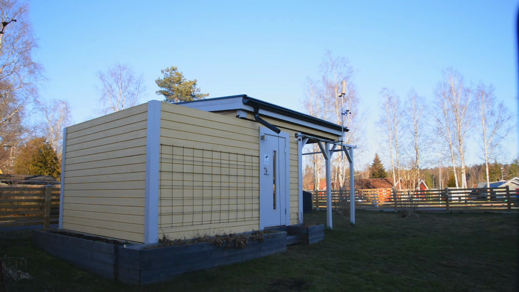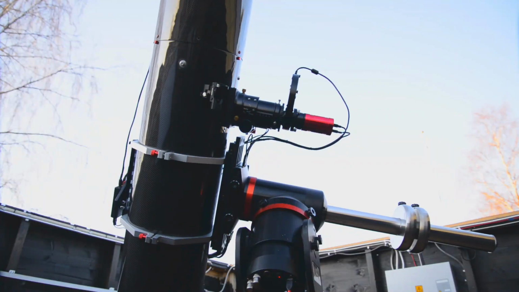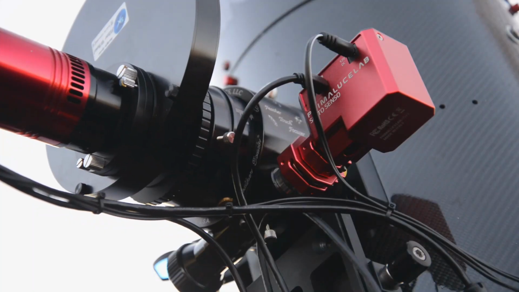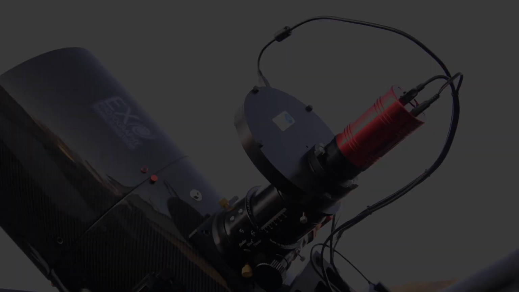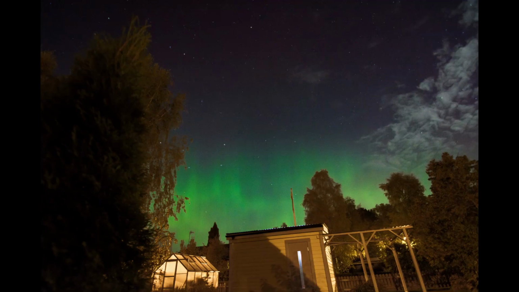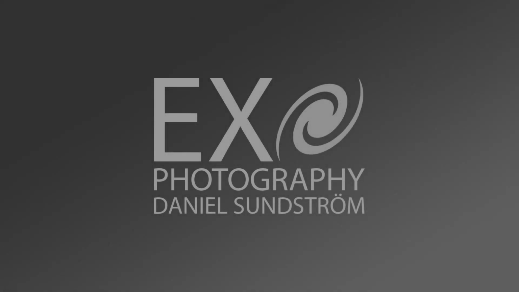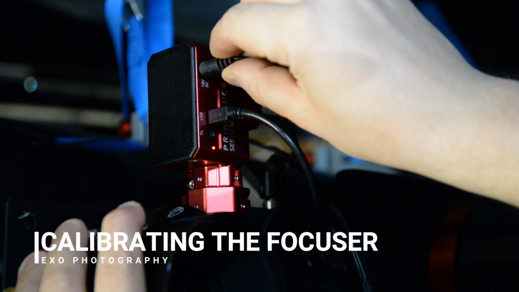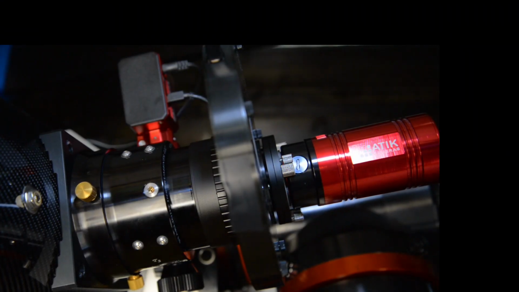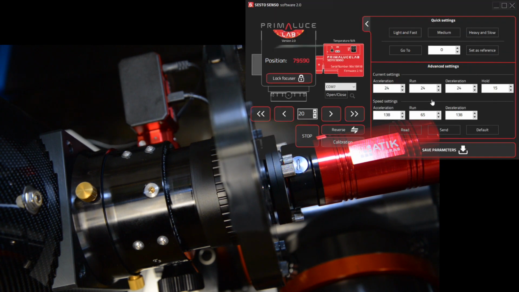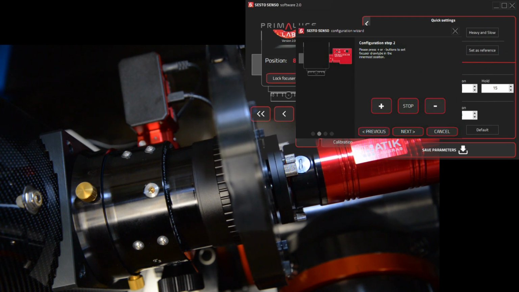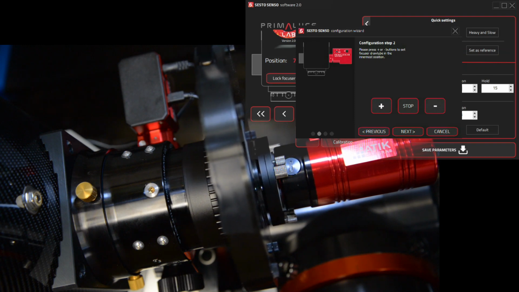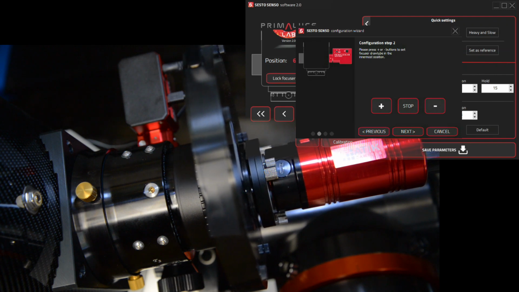But today I am going to show you how to measure the backlash of a focuser. Okay, so let's connect the focuser and let's get on with the calibration routine. So first of all, I want to recalibrate the movement of the focuser. The first step in the calibration wizard is to run the focuser, or the draw tube, to the innermost position.